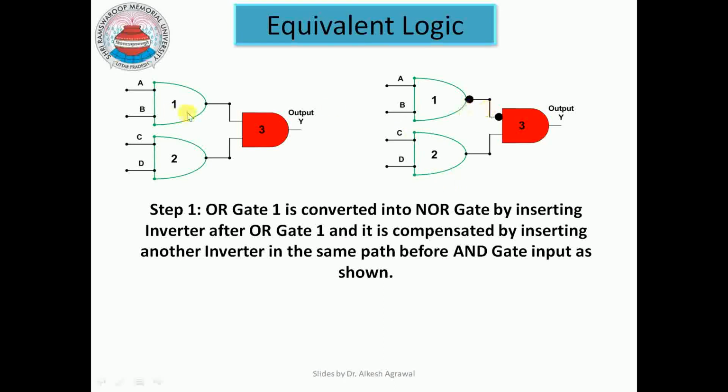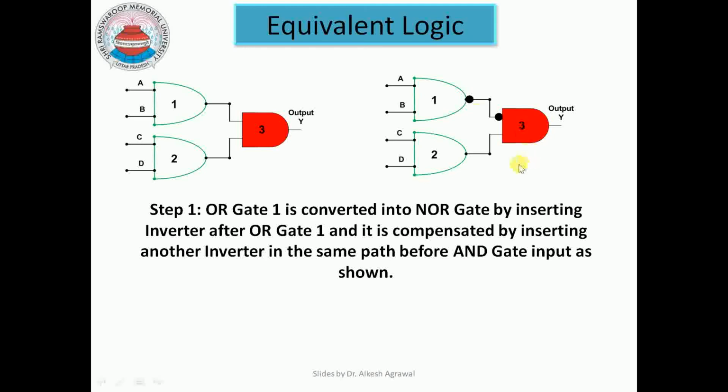So in step one, we converted this OR logic gate into a NOR. We placed an inverter over here, so this is converted into a NOR logic gate. And again, we placed another inverter in order to nullify the effect, because what we get at this point is being inverted before going into this gate.